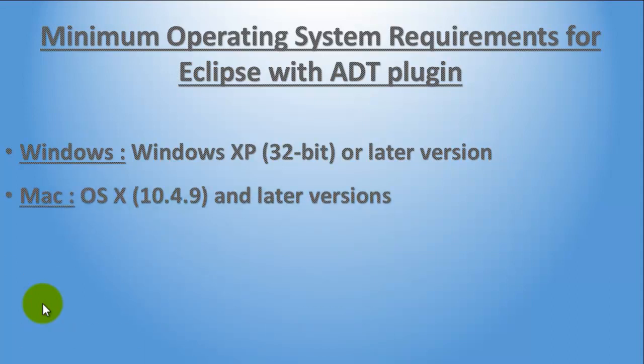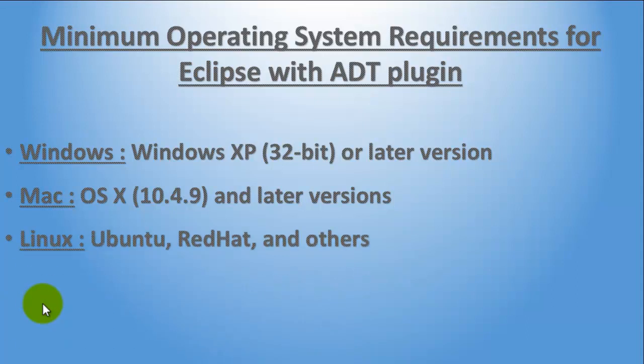When it comes to Mac, you need at least OS X version 10.4.9. That is the version before Yosemite and later versions. When it comes to Linux, you must have Ubuntu, Red Hat and others. Obviously, whichever operating system supports a character user interface, you can use that operating system in Linux.